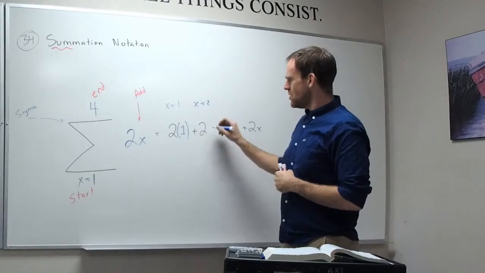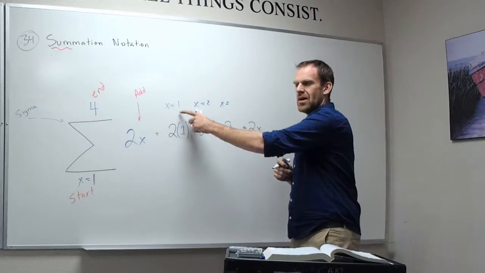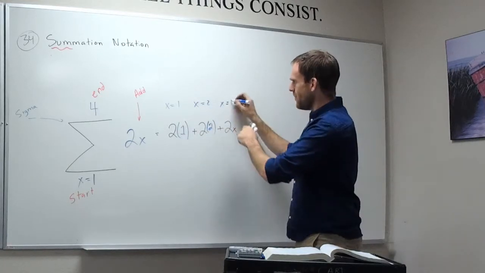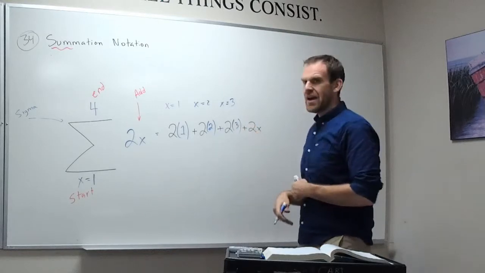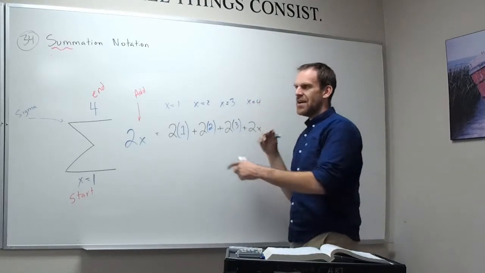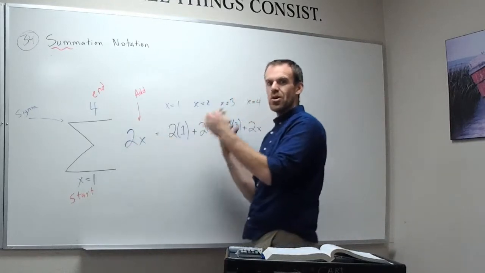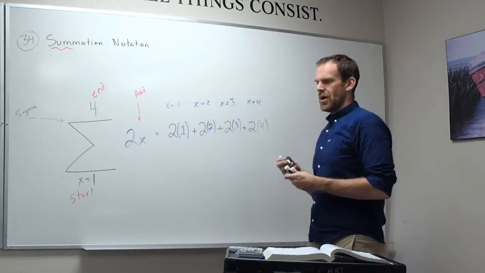So we'll plug in 2 for x. Next time, you guessed it, 1, 2, 3. So I'll plug in 3. And the next time I add 1, x equals 4, I know this is my end point, so I won't go any further, but I plug in 4.